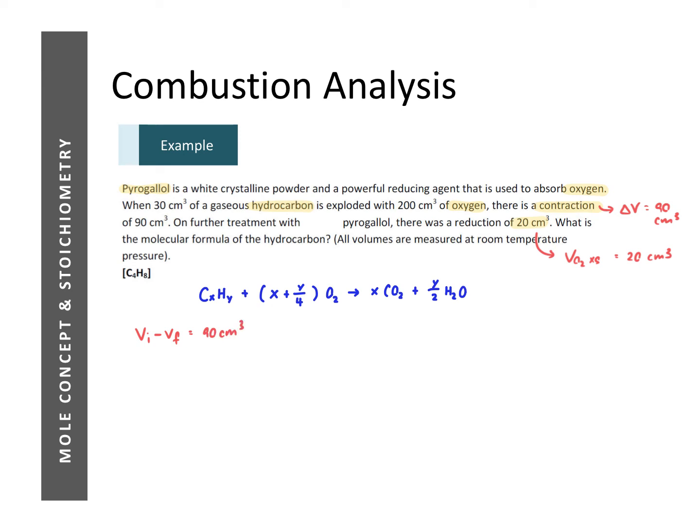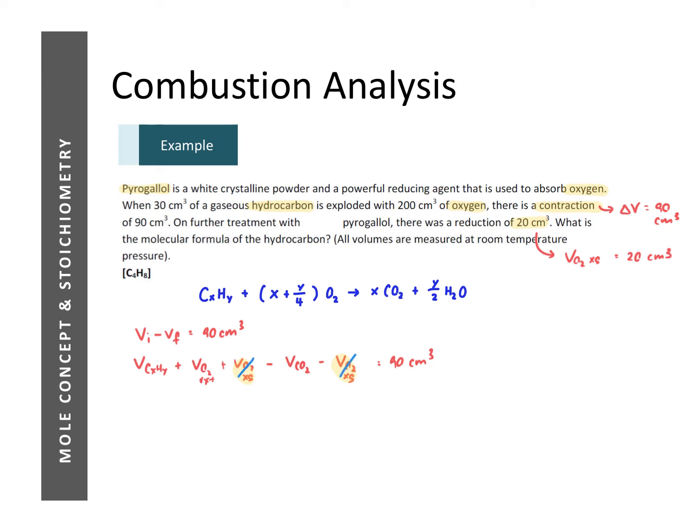Previously, we have looked at the volumes that make up your initial volume and final volume. So I'm going to quickly write down. Initial volume would be made up of your hydrocarbon, VO2 reacted plus VO2 excess. And then your final volume would be VCO2 plus VO2 excess. Over here you can see that we have two instances of VO2 excess, and it actually cancels out.